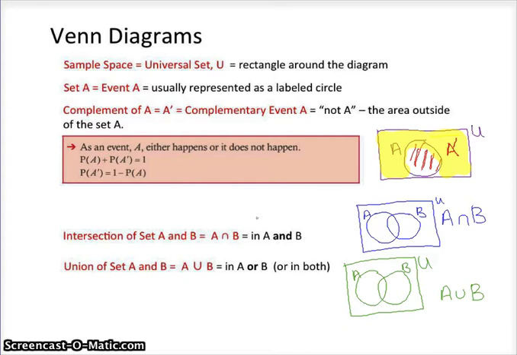The other thing that you need to know is the notation for intersection, which is this upside down U. The intersection of set A and B is everything that occurs in both A and B. It's that area there. And the union is the other thing that you're going to see. This has the symbol of what looks like a U. Union is everything that's in set A or in set B. And notice that it includes those things that are in both. So that's union and intersection.